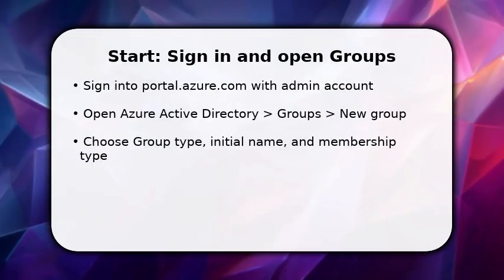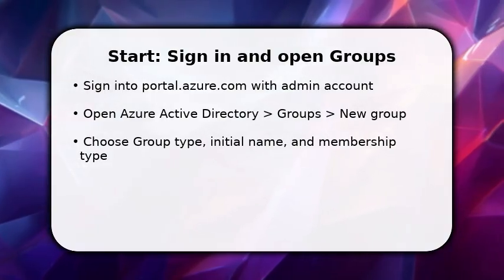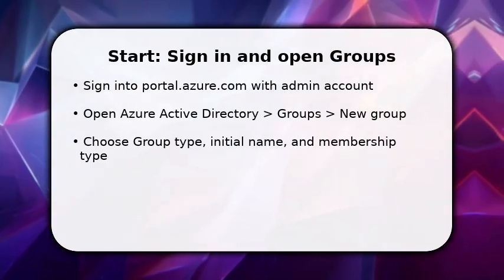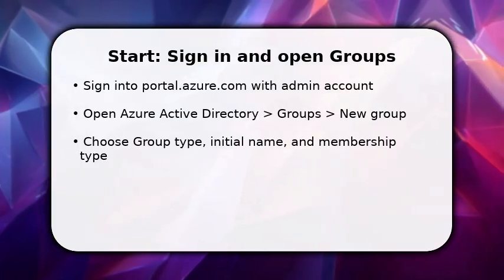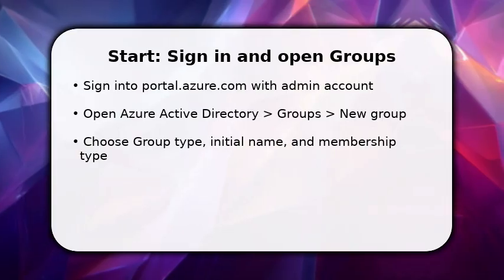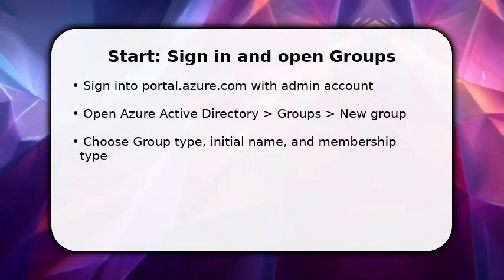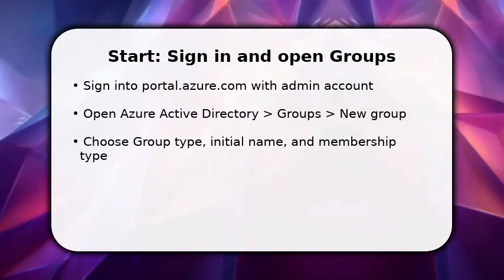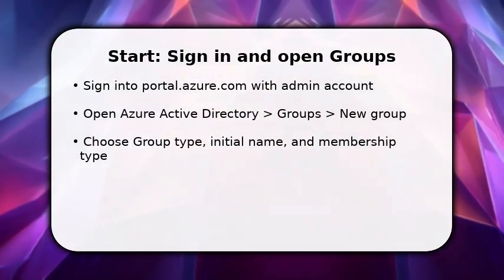You start by signing into portal.azure.com with an account that has group create permissions. Once signed in, go straight to Azure Active Directory, then select Groups and click New Group. Make sure you pick the correct group type, Security or Microsoft 365, and give it a concise display name and description. You should also decide the membership type now. Assigned is direct; Dynamic uses rules. Once done, prepare to add owners and members on the same form before proceeding.